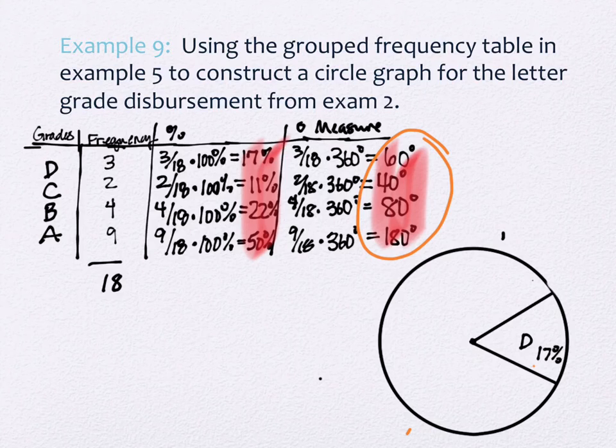And then you're going to line up your ruler, or the edge of the protractor if you wish, between the dot in the center and the mark that you've made on the outside. So it goes to somewhere about right there on mine. This one is the C range, and it's 11%.